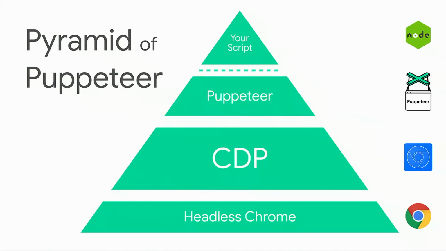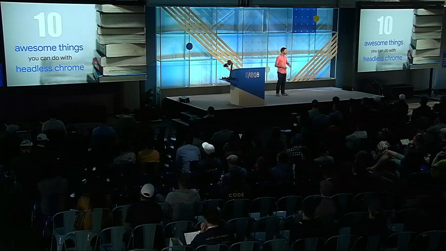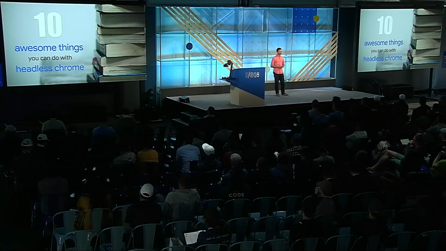All right, so we've got Headless Chrome at the bottom with all the web platform. We've got Chrome DevTools protocol. Puppeteer is kind of the small API on top of all this stuff below us. And of course, at the top is where our automation scripts come in. So we're already standing on the shoulders of giants because all this stuff below us has been iterated on for many years. So let's dive in. Let's see some cool stuff you can do with Headless Chrome. 10 awesome things you can do with Headless Chrome.